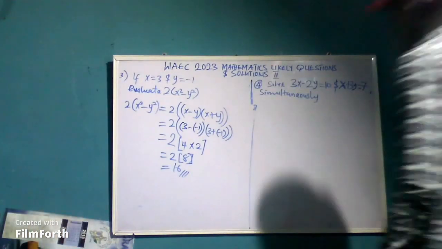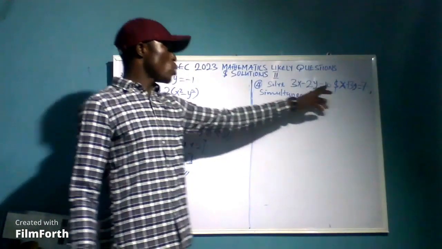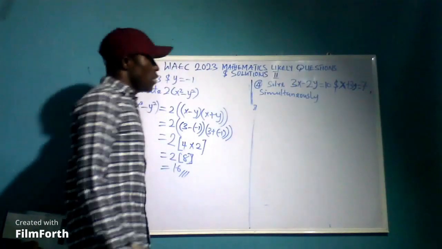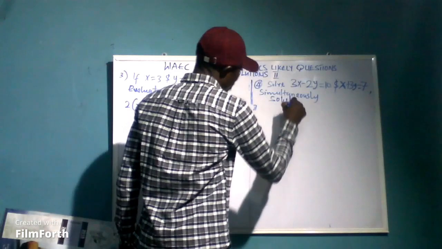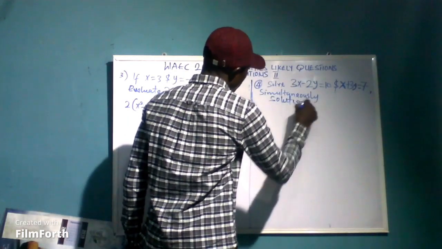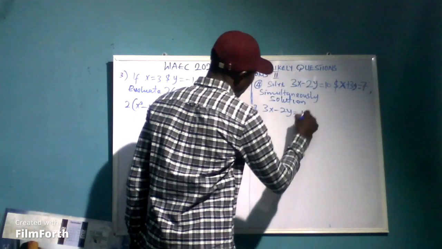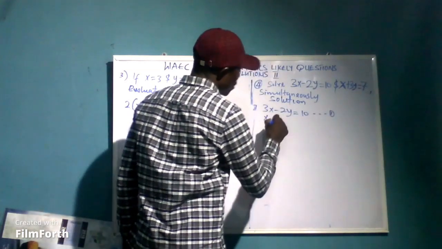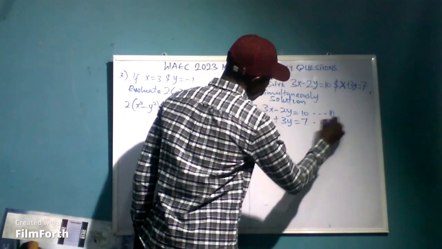Now let's take a look at question number 4. We have to solve 3x minus 2y equal to 10 and x plus 3y equal to 7 simultaneously. Now let's arrange the equations one after the other. So that we have 3x minus 2y equal to 10, call it equation 1, and we have x plus 3y equal to 7, call it equation 2.